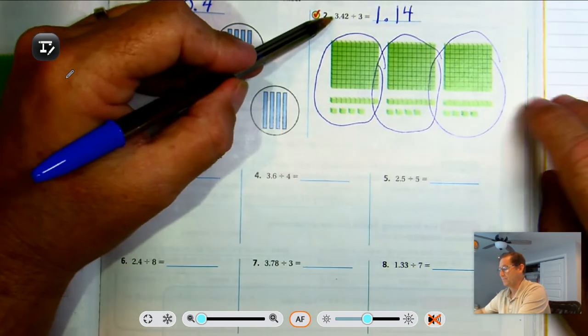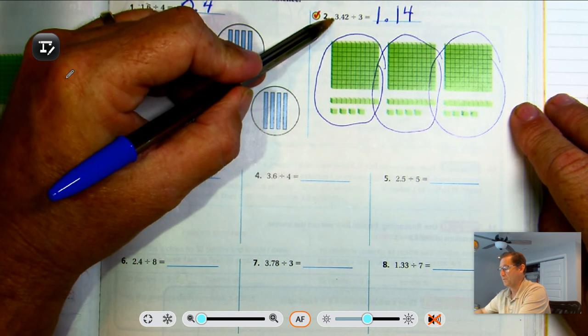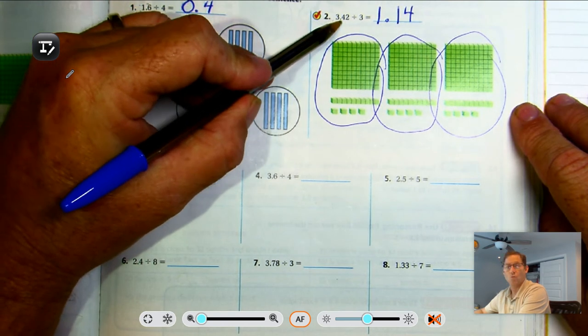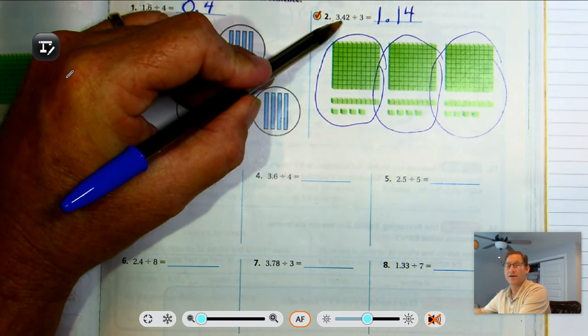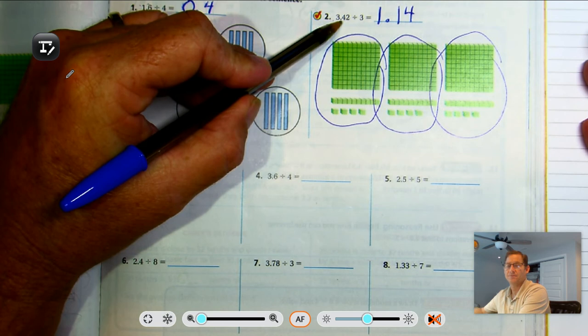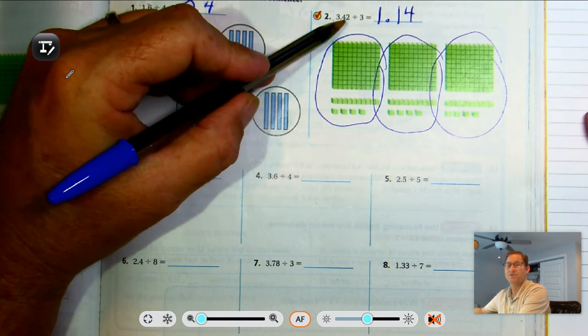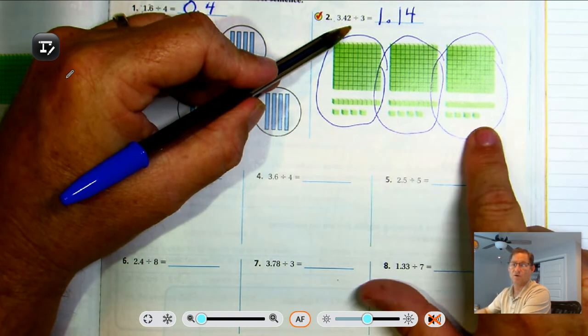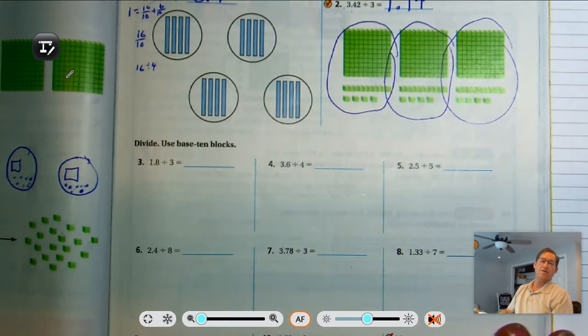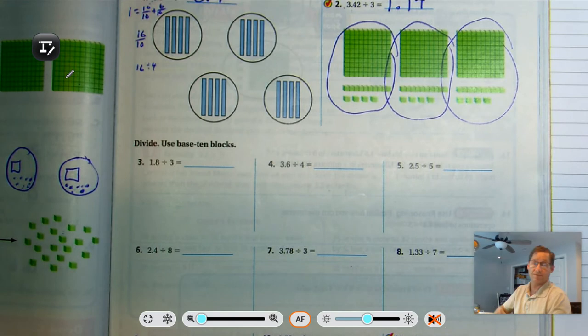Okay. So we put one whole in each group. We could put 1/10 in every group, and we had 1/10 left over. We would have to regroup that last tenth for 10 hundredths. 10 hundredths plus 2 hundredths is 12 hundredths. 4, 8, 12. Okay. All right, so now we're going to do that with the following problem.